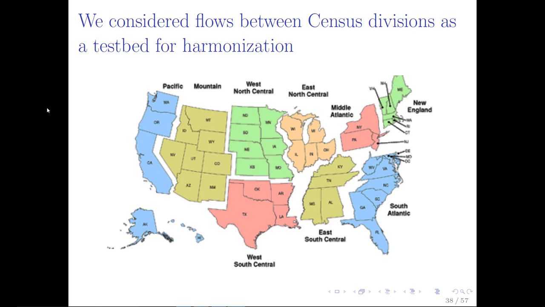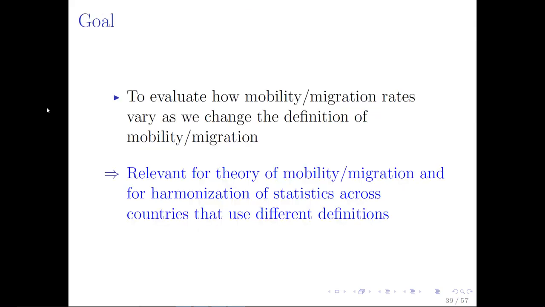And so we consider these census divisions and the flows between them. The idea for this work is to evaluate whether rates of mobility or rates of migration change as we change the definition. The overall goal is that perhaps we can say something about that. Maybe we can use some of these tools for harmonization of data. We're thinking about European countries, where different countries have all sorts of different definitions, and we try to start with the US, where we consider different divisions as sort of macro countries.